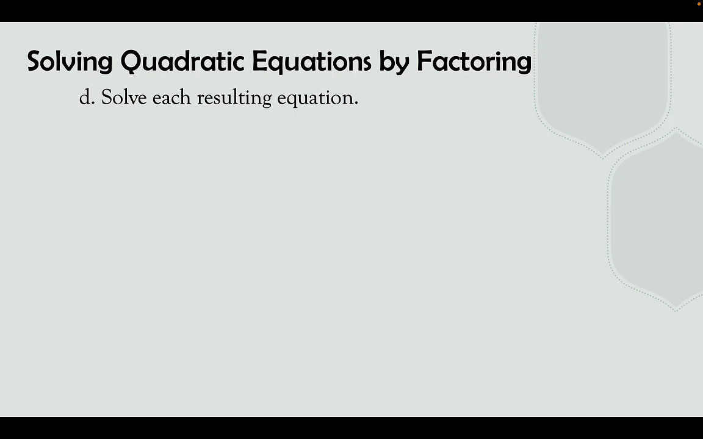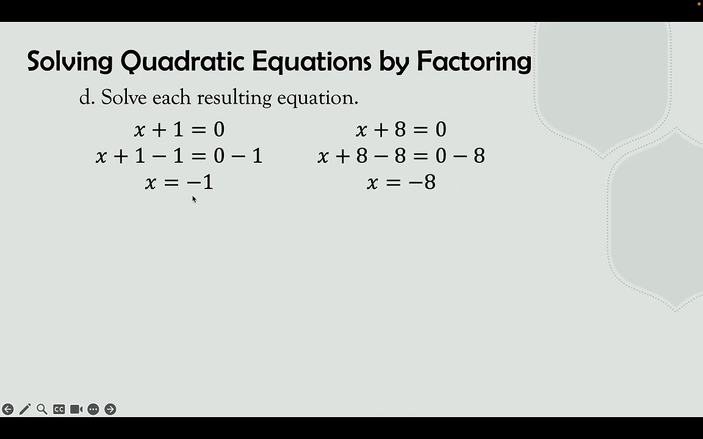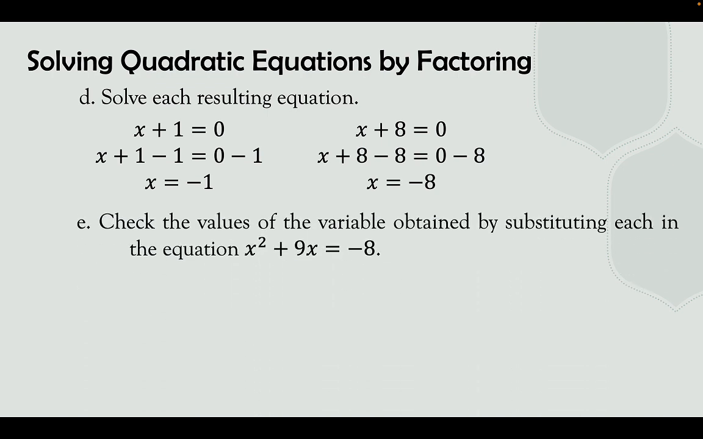Solve each resulting equation. So we have here x plus 1 equals to 0. We need to isolate x here. We need to subtract both sides by 1. So we have x plus 1 minus 1 equals to 0 minus 1. We have x is equals to negative 1. Next, we have x plus 8 equals to 0. Same here, we need to isolate x. So we need to subtract 8 both sides. So the result is x is equals to negative 8.